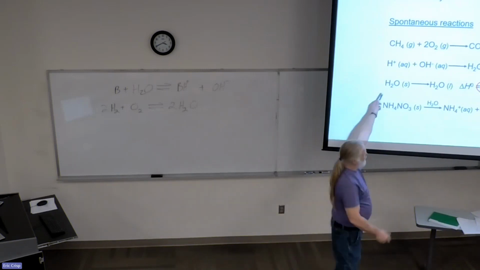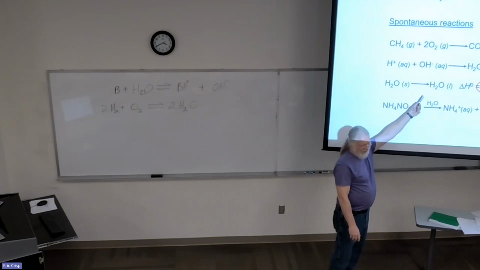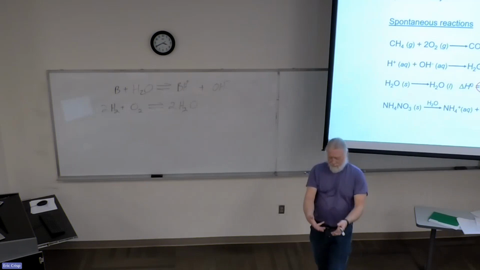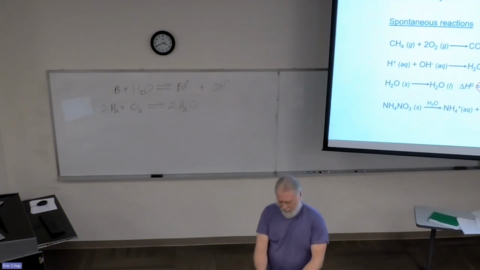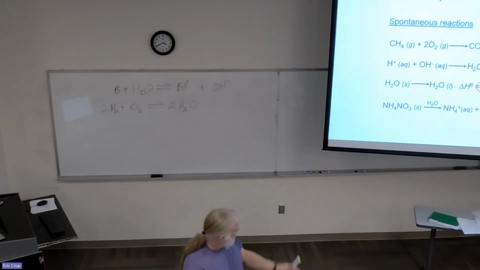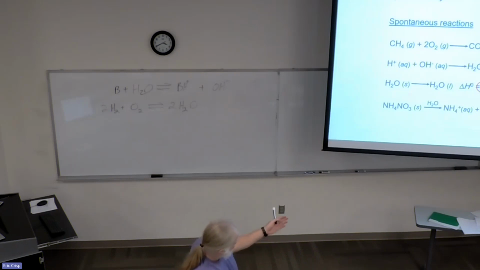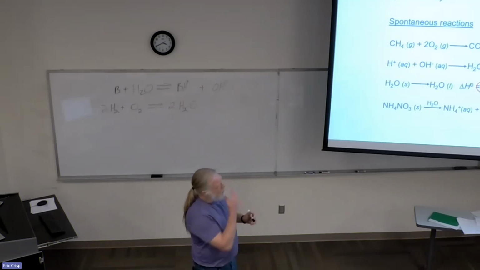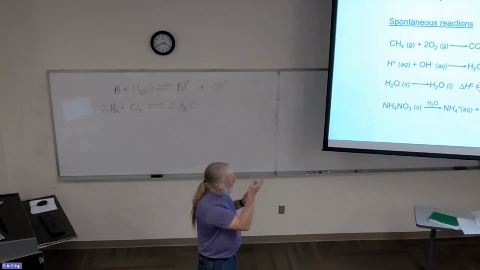Then this is Kira's block of ice, right? And this one is ammonium nitrate. It's a chemical. It looks crystalline. It's not always, but it looks like it is. And if you put water on it, it dissolves quickly, right? So that one also is spontaneous.